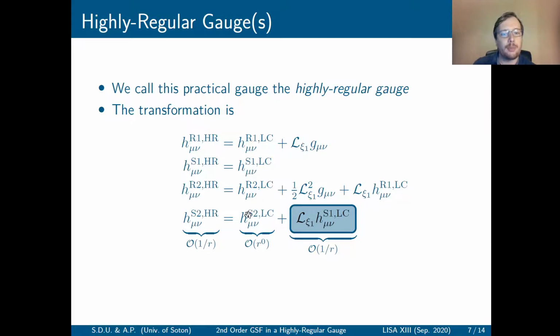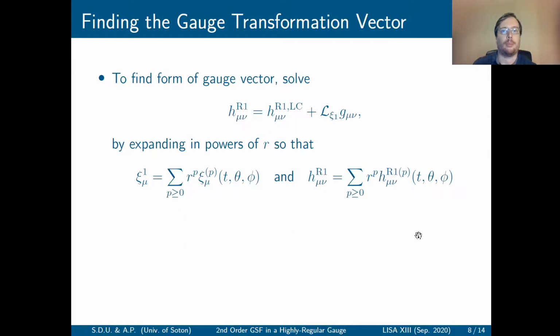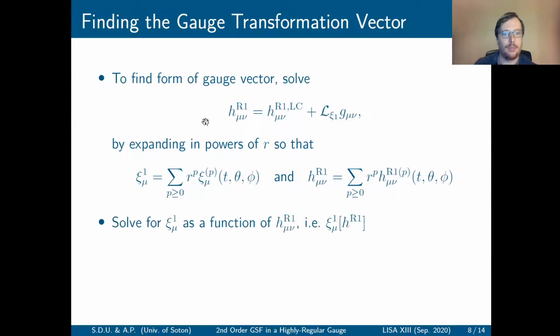So here we know HS2 goes like order r to the 0 in the light cone gauge, and now the Lie derivative of HS1 in the light cone gauge will go like 1 over r, which is what introduces our 1 over r behavior in the highly regular gauge. So to find the form of the gauge vector, we expand this equation in powers of 1 over r and then match at each order. I should say here that this regular field is undetermined but can be fixed using some preferred numerical scheme.